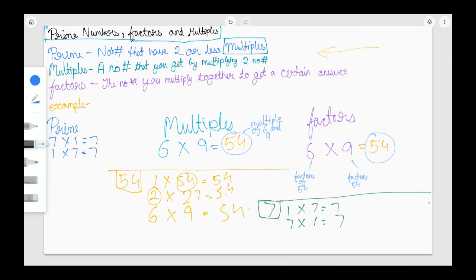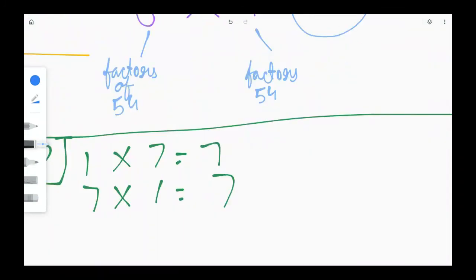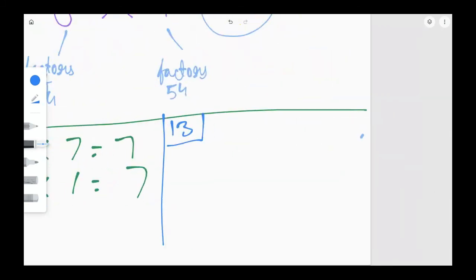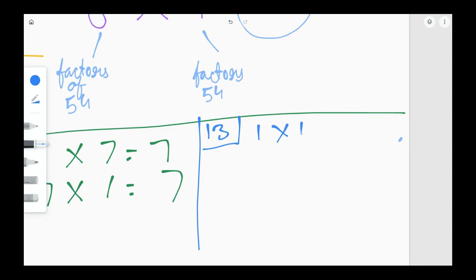Let's try it with 13. 13 is also a prime number. 1 times 13 is 13. Is there anything like 2 times something that equals 13? We know that 6 times 2 is 12, and 7 times 2 is 14, which is one higher than this. So it's not for 2.